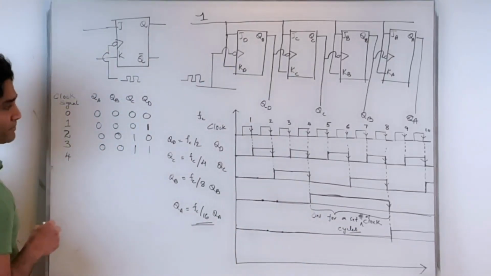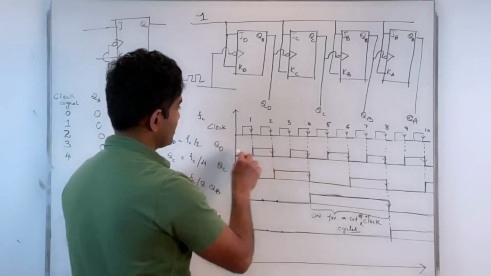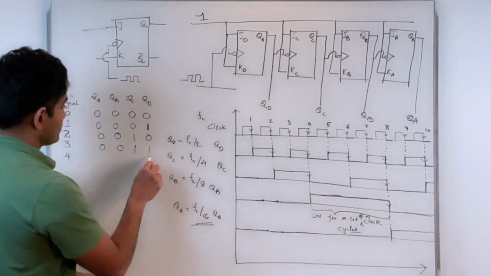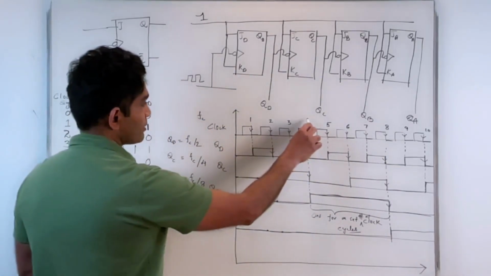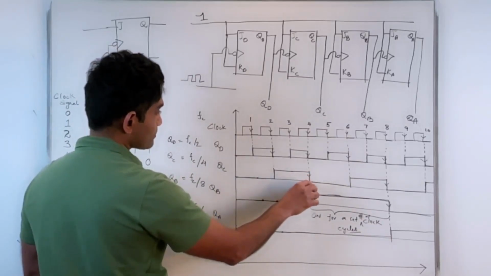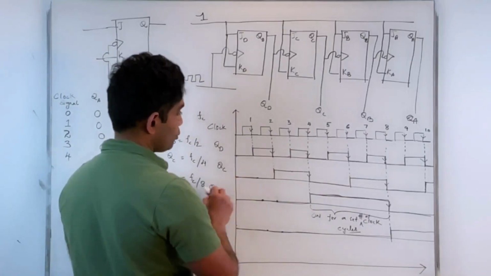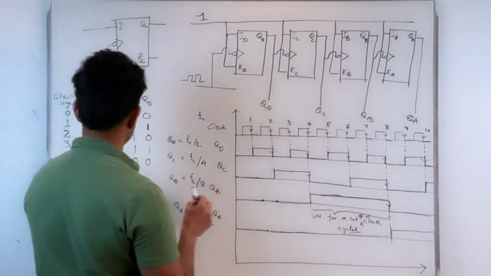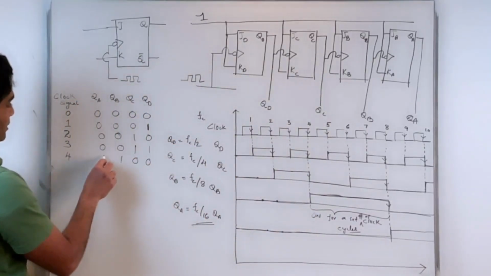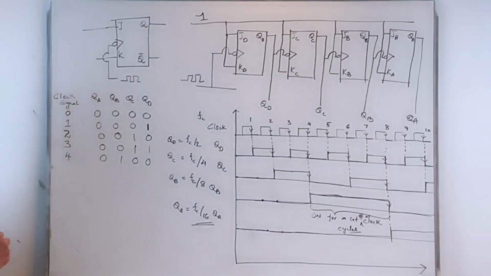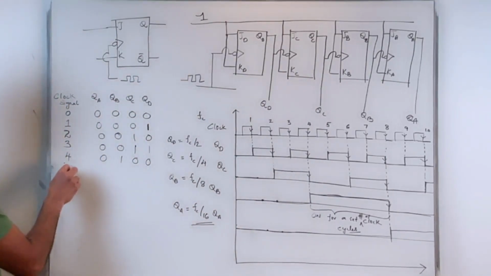The fourth, which is here, QD again toggled to 0. That goes to 0. QC toggled to 0. That also went to 0. QB goes from 0 to 1. So that's a 1. And that's still at 0. And so on.